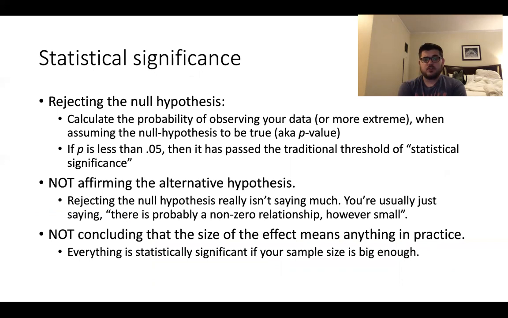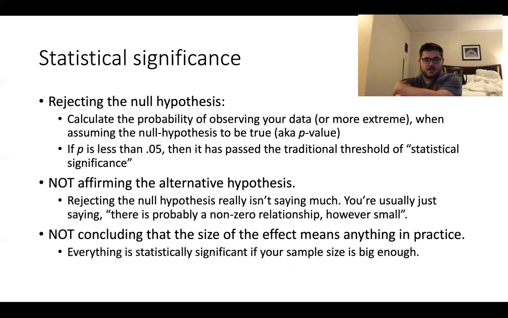When you reject the null hypothesis, let me back up. You see p-values, p less than 0.05. That means the probability of my data is less than 5% likely when you assume the null hypothesis is true. That's what a p-value is. And when p is less than 0.05, we say the results are statistically significant.